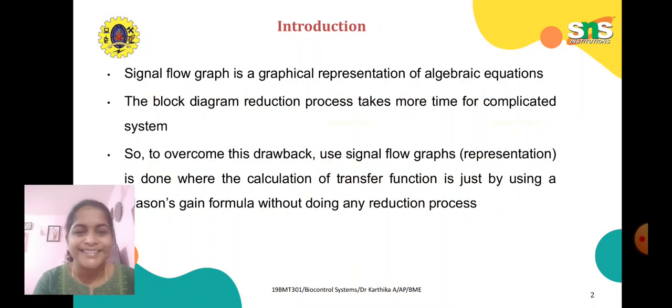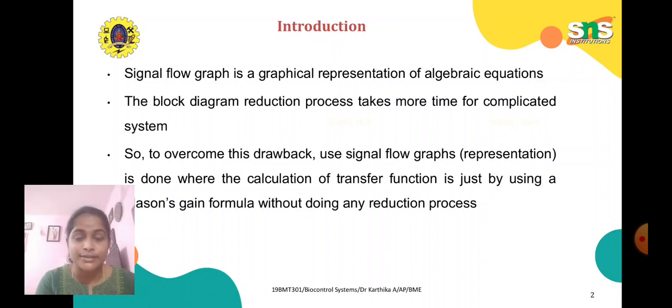Any idea? Okay, let me start first. Signal flow graph is a graphical representation of algebraic equations. Here, the block diagram reduction process takes more time for complicated systems. So, to overcome this drawback, we'll go with signal flow graphs.